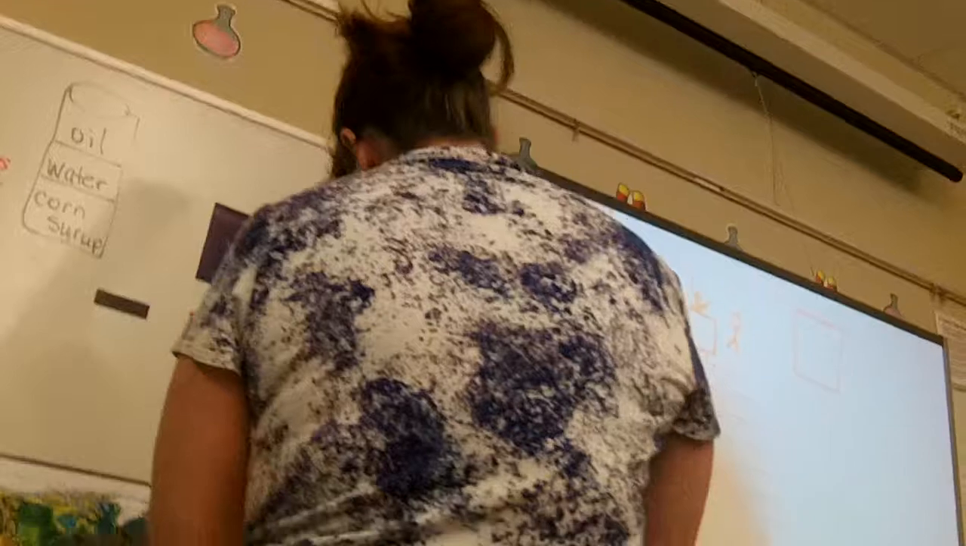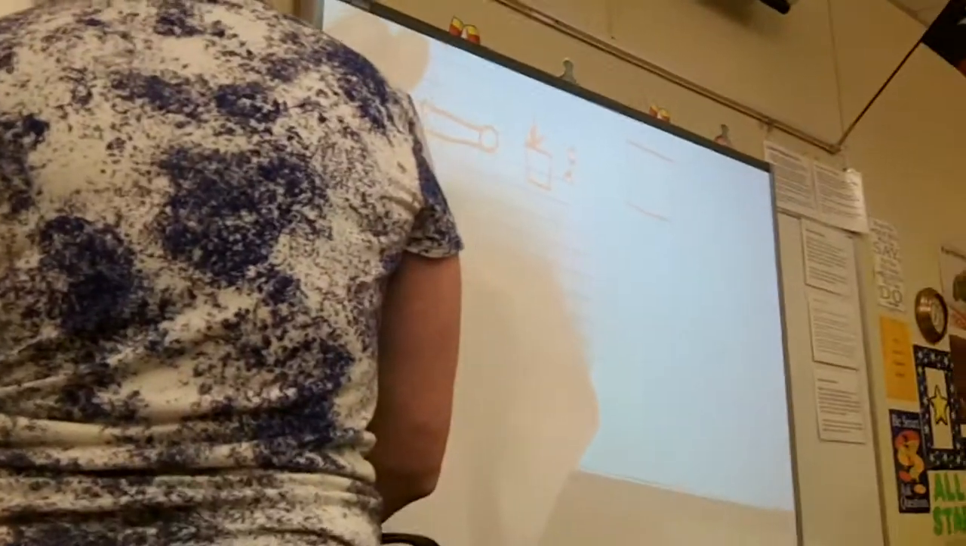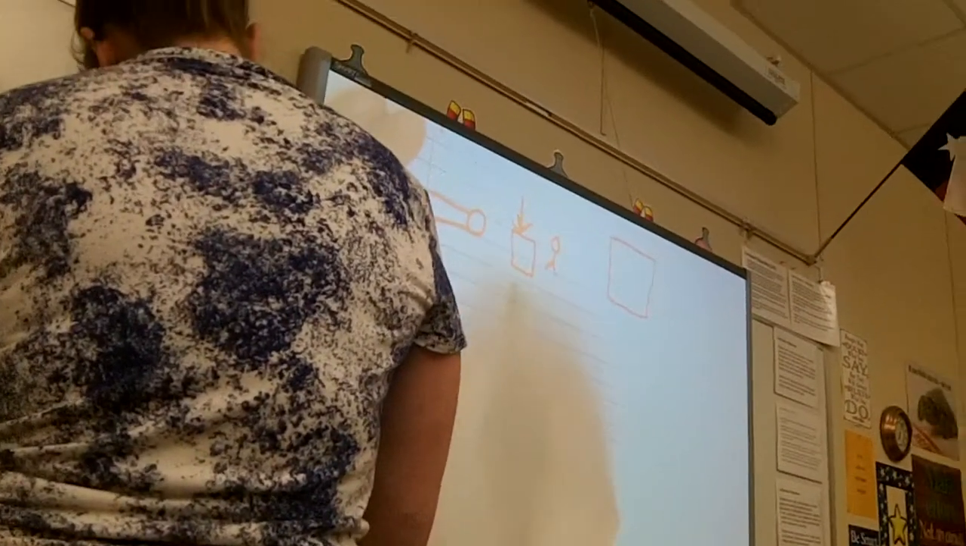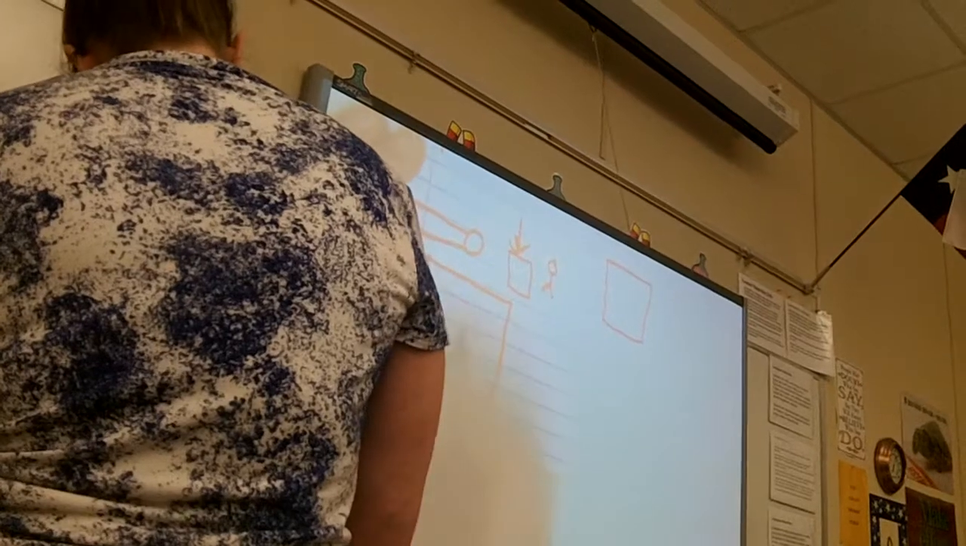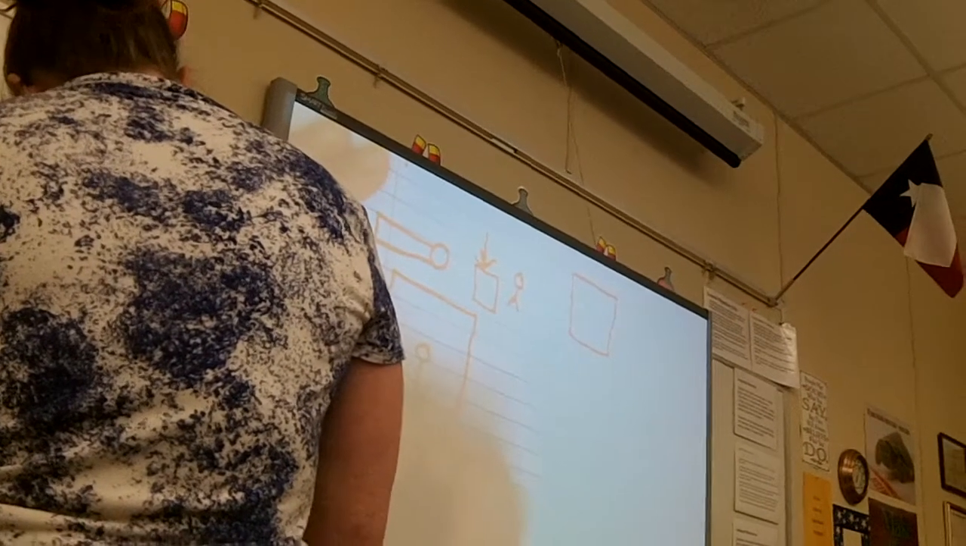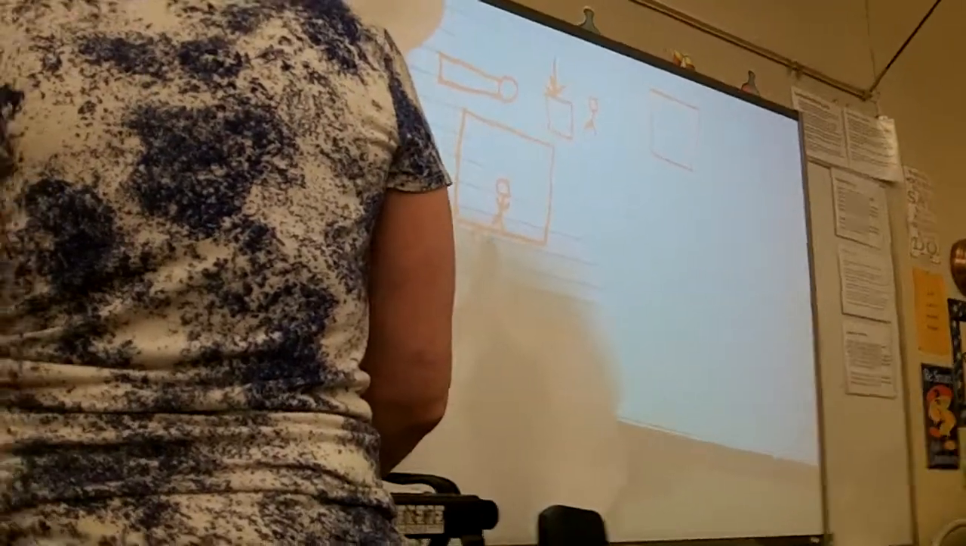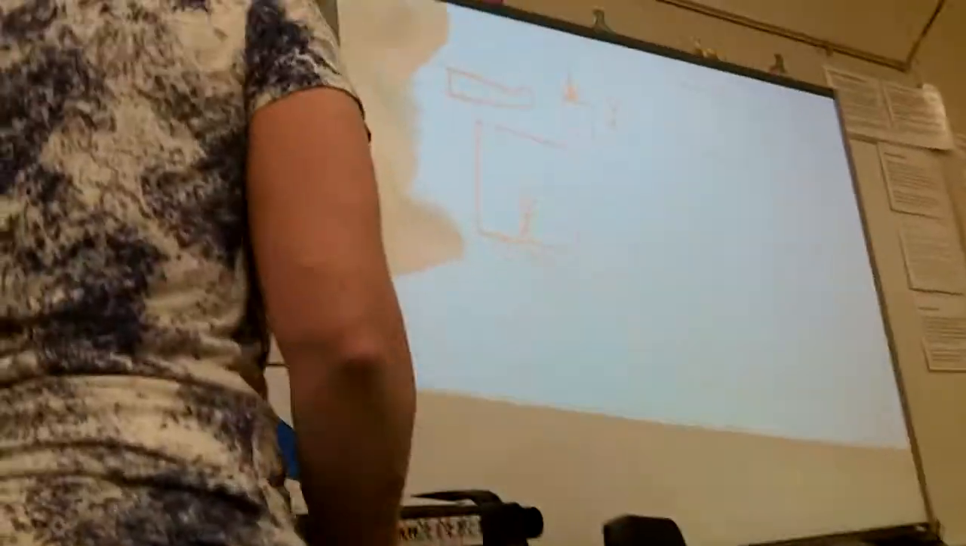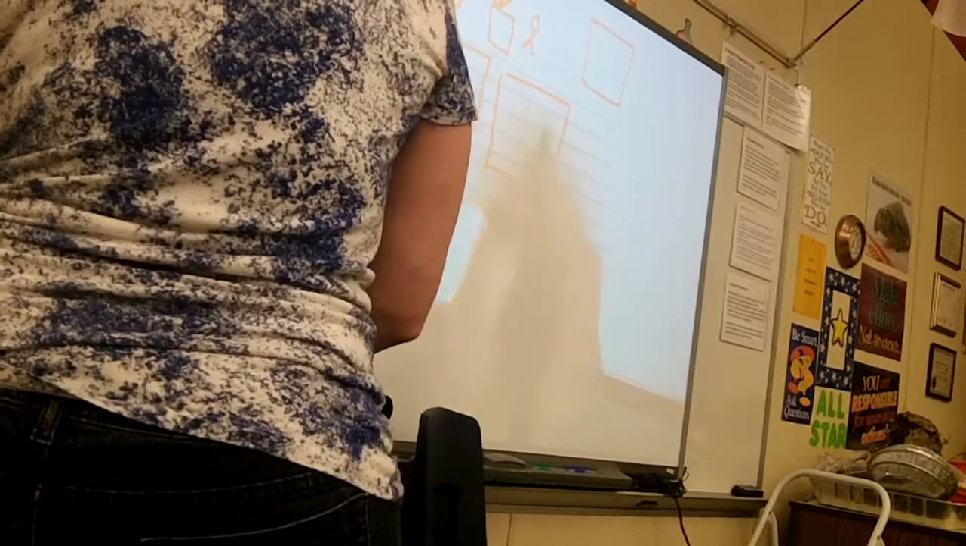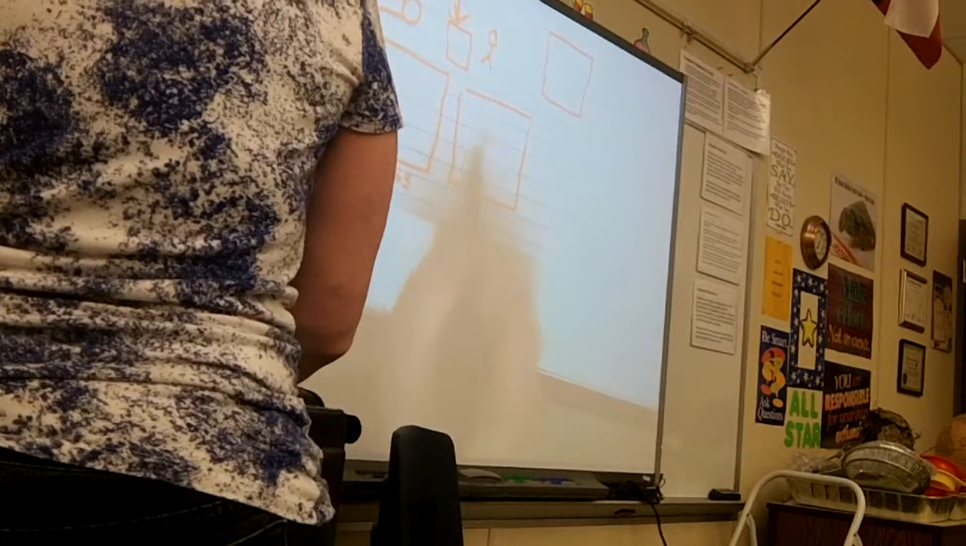How am I going to record that? Well, since I'm not measuring anything, I'm going to do my drawings. I'm going to draw a picture of what I see. So this is what I see, and I'm going to label this glass. So when I put glass there, that's what I saw. Then I'll do another box.